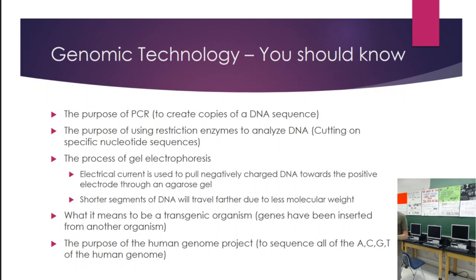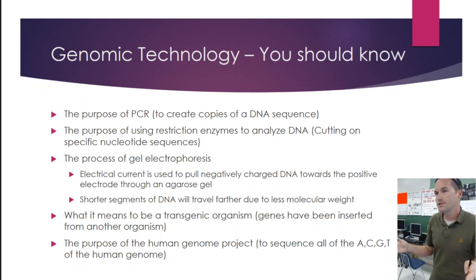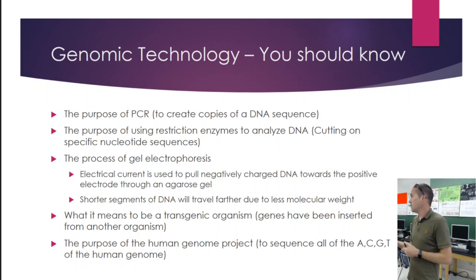Once we cut them up into different segments, we have to have a way of separating them into groupings by how many nucleotides are in the segment. And so we use gel electrophoresis in order to do that. Gel electrophoresis utilizes electrical current. Those electrical currents have a negative charge by the wells and a positive charge at the other end. We know that DNA is negatively charged, and so it's going to be pulled towards the positive end. So it gets pulled through the gel towards the positive end.